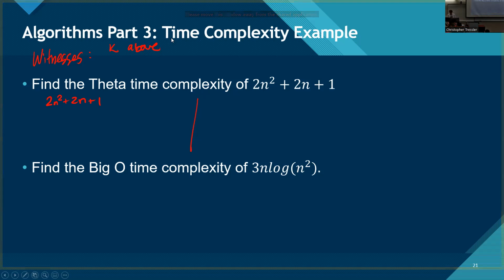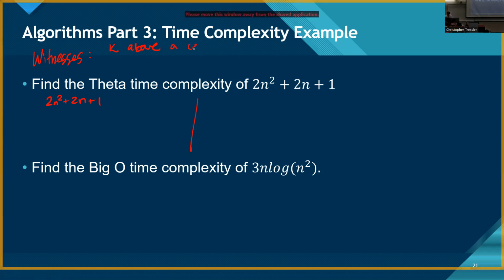How does changing the k change things out here? We will see that in just a second. So k has to be above a certain value. And your other witness is c, the constant before g of n, where g of n is the function that is representing the big O or big omega or whatever. So we have 2n squared plus 2n plus 1, and we need to find something that this is less than.